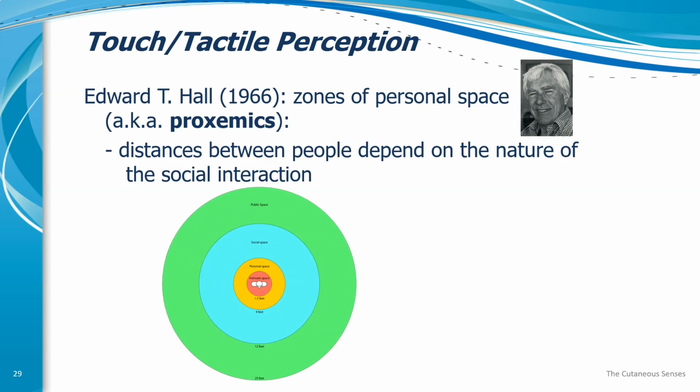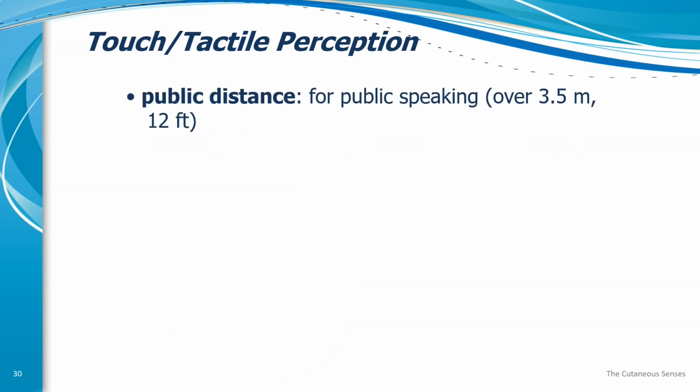So I'll go through the different distances, starting with the most distant. We have public distance. This is used for public speaking. So when I'm lecturing, I'm usually at the front of the lecture hall, and I keep my distance from students, because if I were to stand right next to somebody and be in this professor speaking voice, it'd be really weird both for students and for me. And in an actual classroom at this point, I would actually demonstrate what that's like, and it's profoundly uncomfortable.